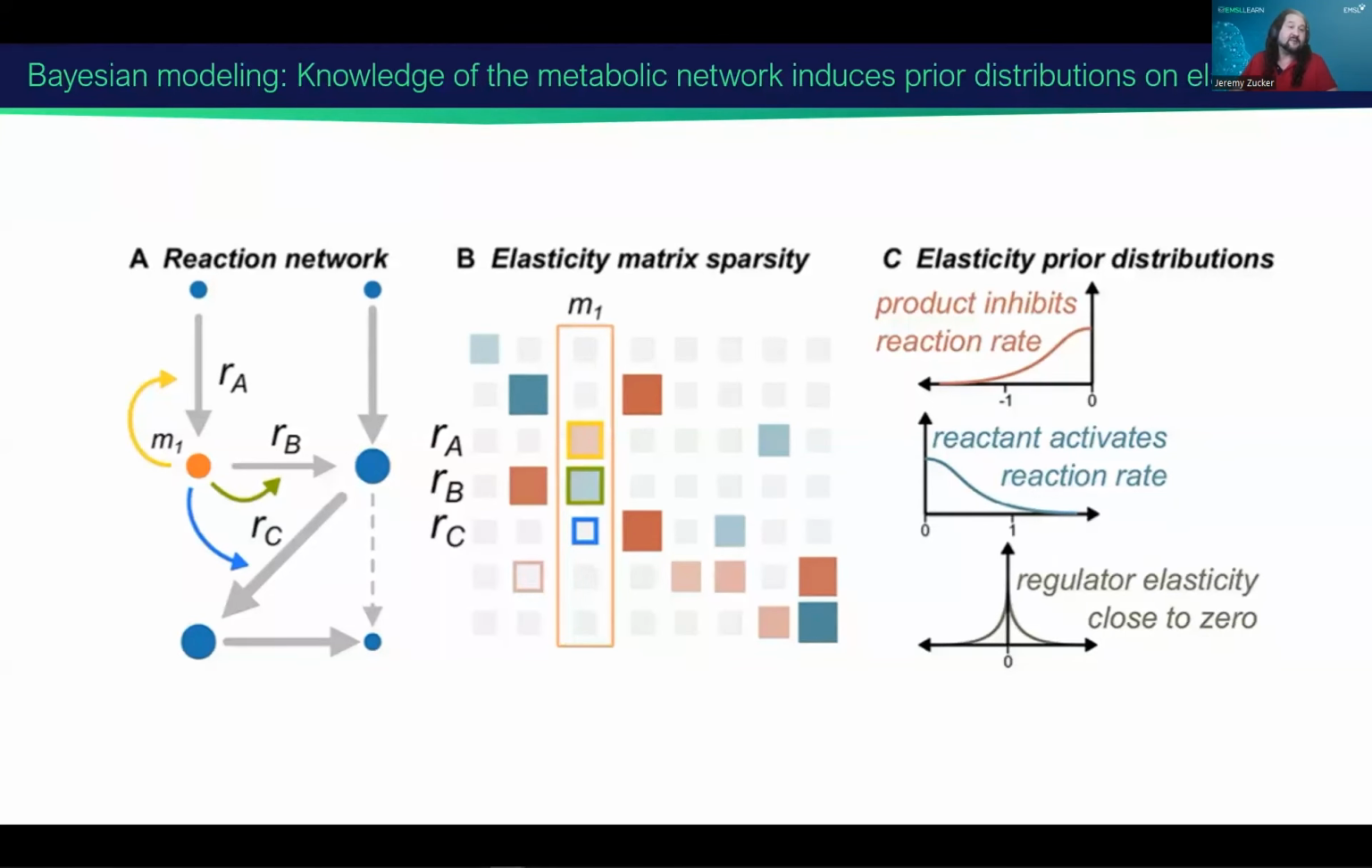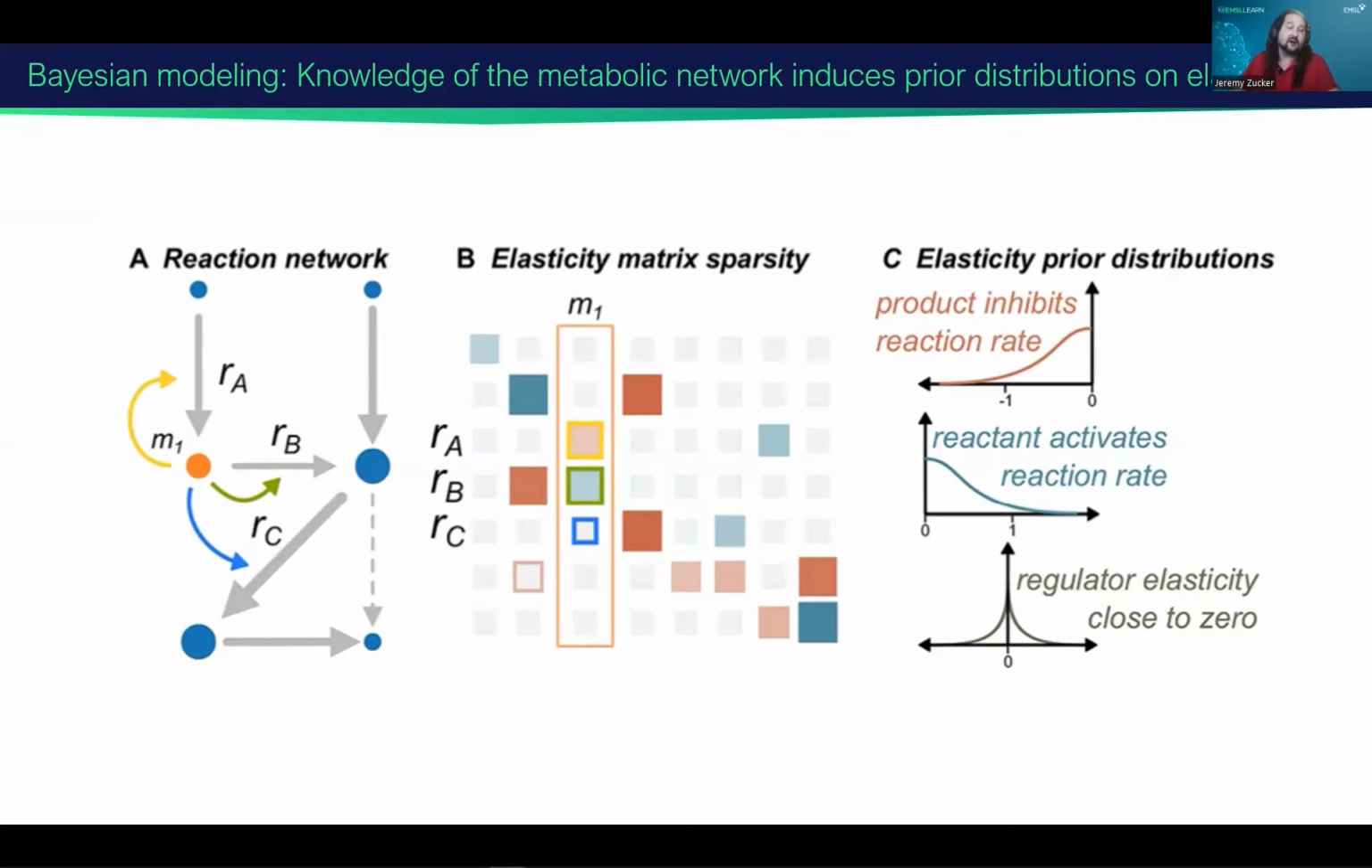But in this case, we see that the greater the concentration of this metabolite, the slower this reaction will go. Whereas in this case, the larger the expression, the larger the concentration, the faster this reaction goes. In this case, if there's a non-zero link here, it means that this must have some kind of allosteric effect on reaction C.